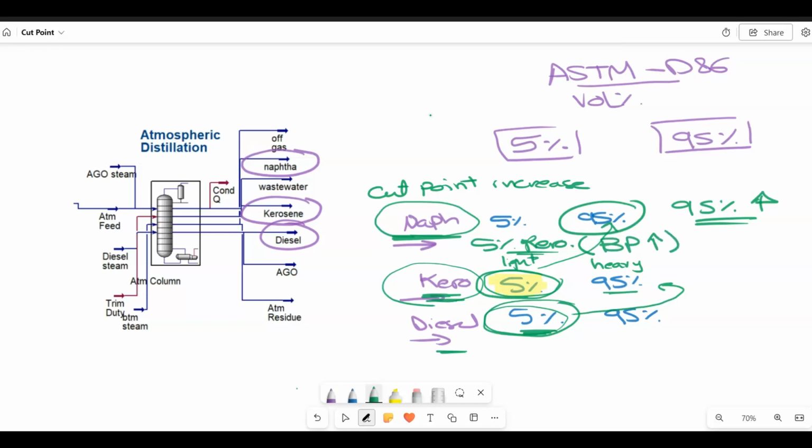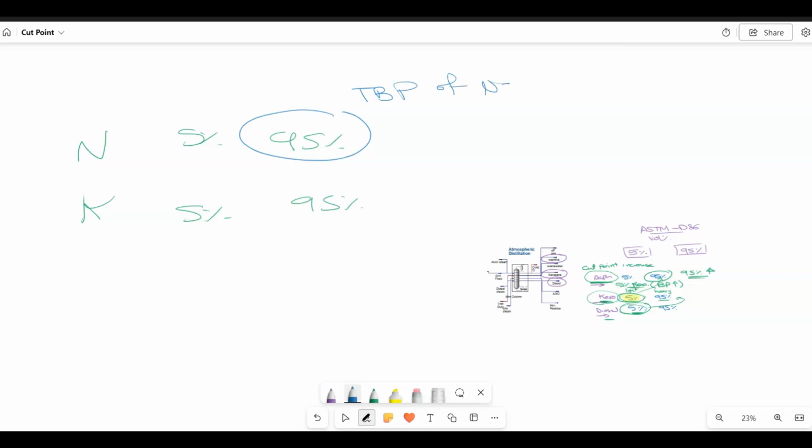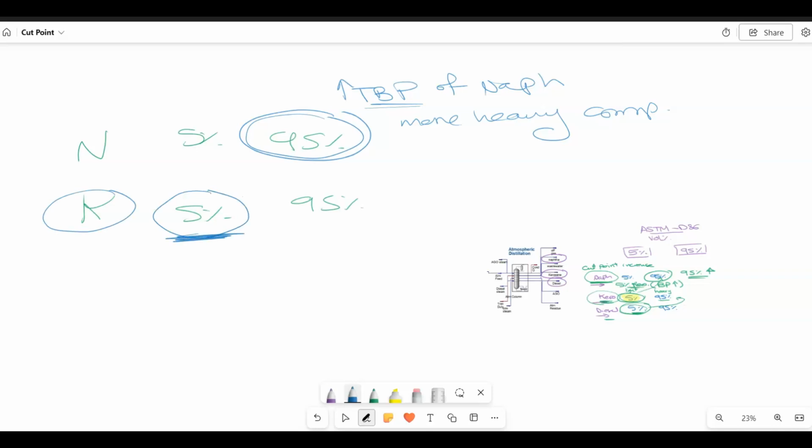Again, let me add another clean area. Here, if I have naphtha and kerosene, and naphtha is 5% and 95%, kerosene is 5% and 95%. If I am going to improve or increase the true boiling point of naphtha, I am going to increase it, which means I am going to add more heavy components, right? The heavier the components, the higher the true boiling point will be, which means I am going to borrow some from kerosene. So the 5% of kerosene, some of it will be added here, which means the true boiling point here will increase. And the 5% is now with no light hydrocarbons. The light hydrocarbons are removed to be added to naphtha, which means now it will be mainly heavy components.